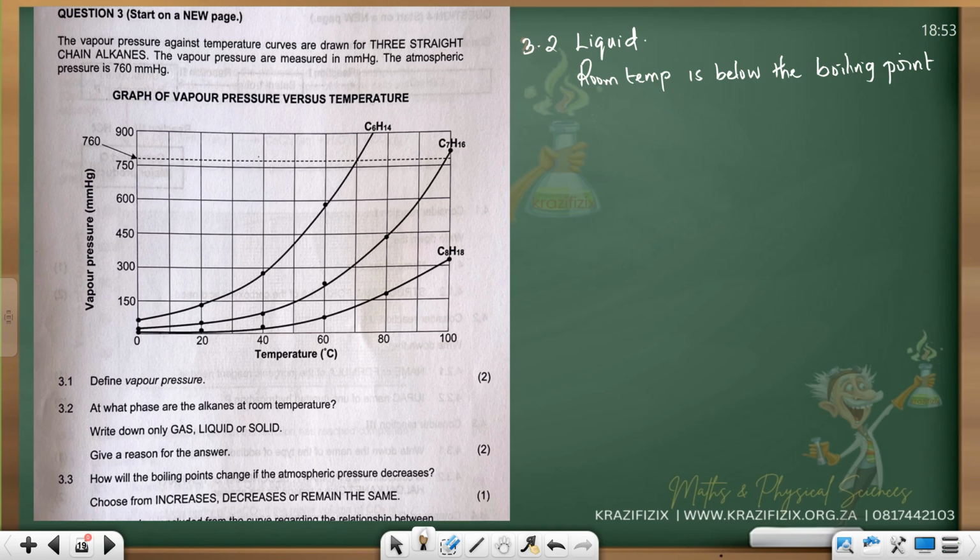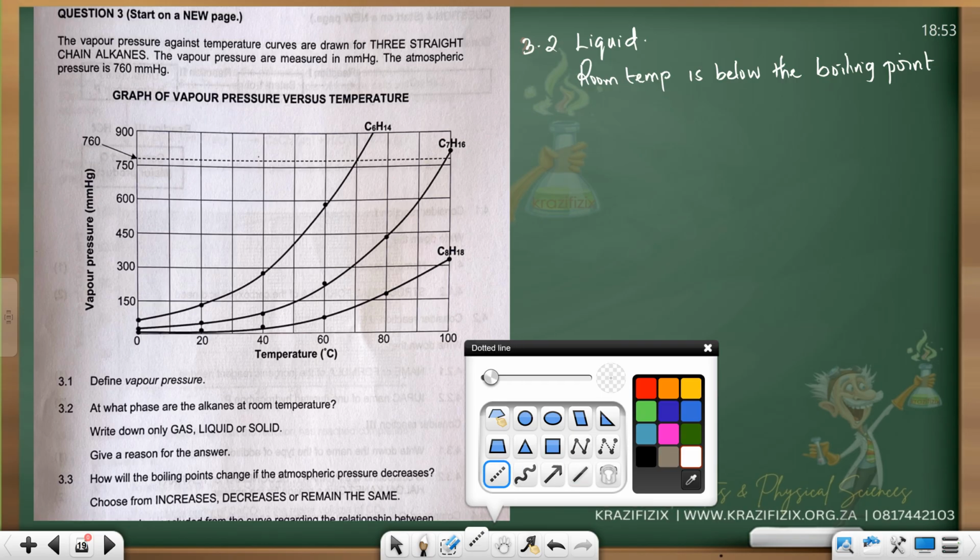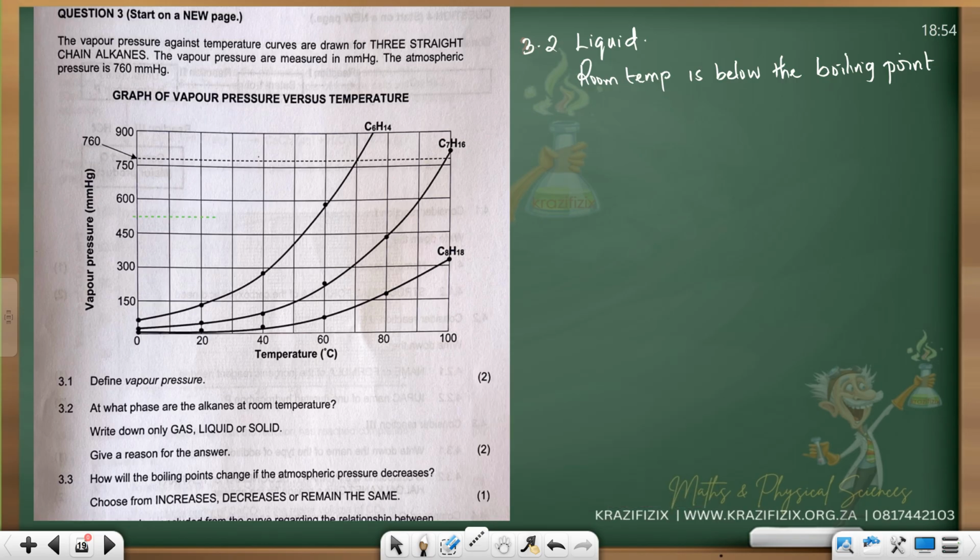But once it goes above the boiling point, then it becomes what? A gas. How will the boiling point change if atmospheric pressure decreases? If you understood what I explained earlier on, if we decrease this line, what do you notice? That point of intersection decreases as well in terms of temperature. So what will happen? It will decrease.